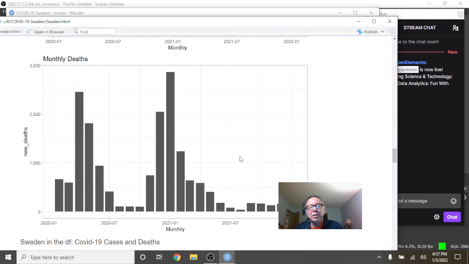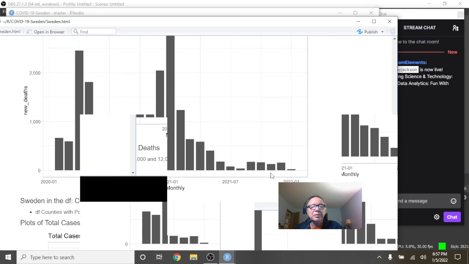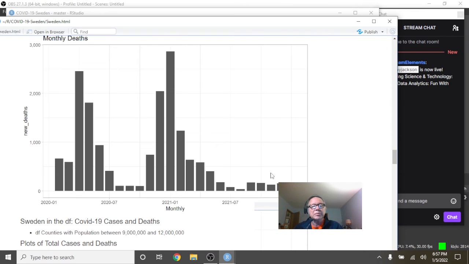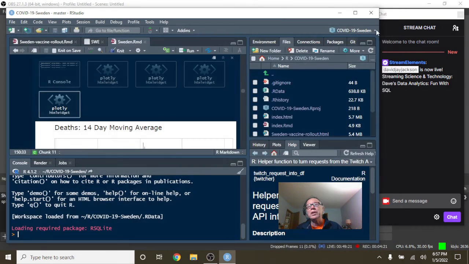Now what about deaths? Again, look how nice this line here is, 500 deaths. Look at all these months, including the current month, when your death count was under 500. Look at all these months when your deaths have been under 500. So that, my friends, is great news for Sweden.